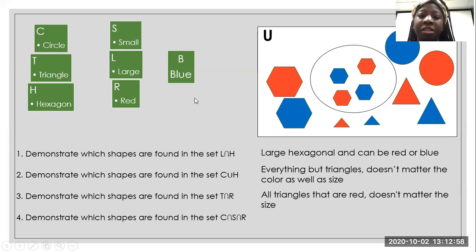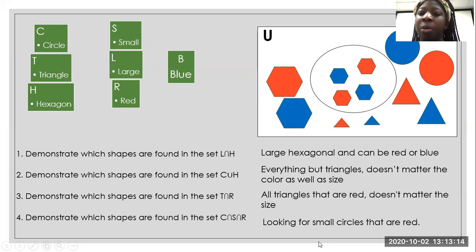Our last is circle and small and red. So S, C, and R. So they've given us a specific object to look for. We're looking for circles that are red and small. So we're looking for nothing but small circles that are red. And that's how you solve this problem. Let's go to the next one.